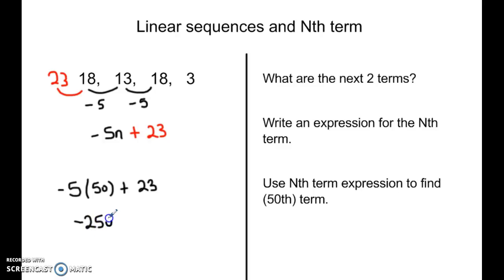And if we add 23, please don't make the common mistake of saying that the answer is going to be -273. We're at -250 and we add 23, that's us moving back towards 0. So if you add 23 to that, your answer is going to be -227. So that's our answer. The 50th term of this sequence would be -227.